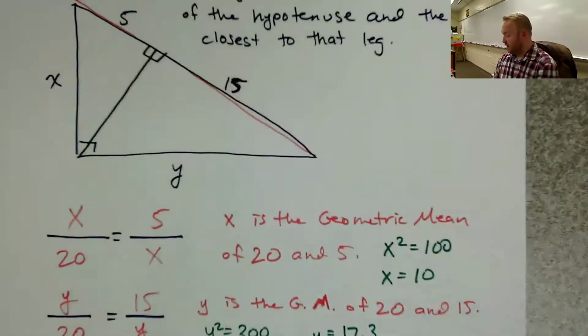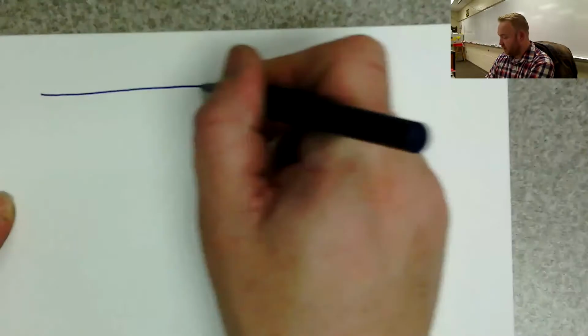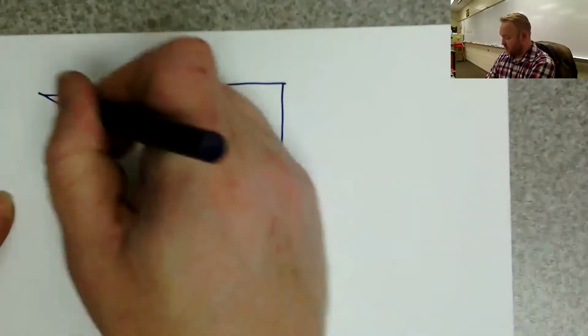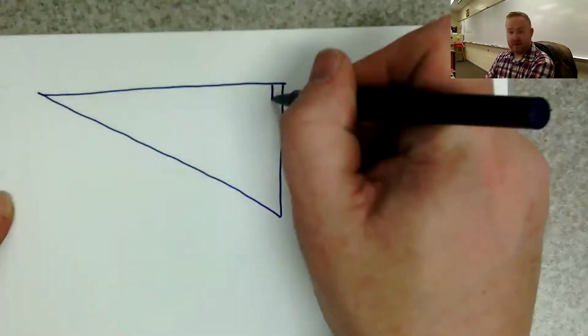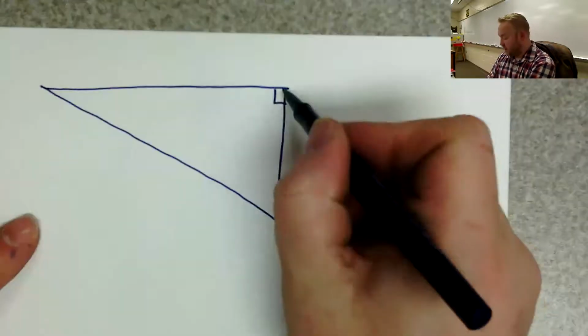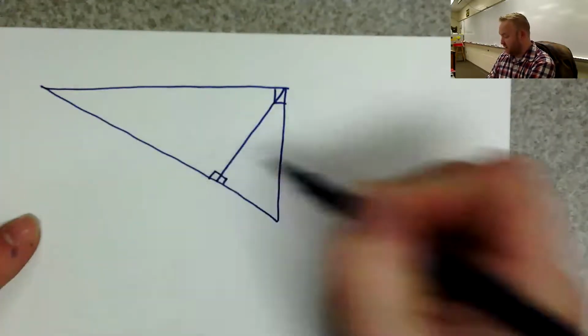So this is how this other theorem works. Okay, I'm going to do one more problem with this one, just so we can practice a little bit. There's my right angle. Drop my altitude down. That's perpendicular.